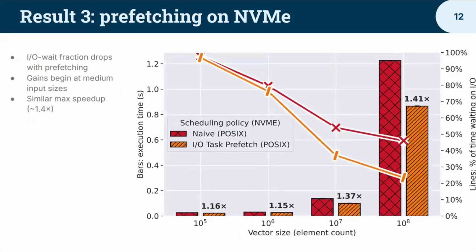Here's the same experiment, but using a faster storage system, the NVMe. Now we start gaining performance even for smaller sizes. That's because, since our storage system is faster, the ratio of time that we spend in computation relative to I/O is bigger now because the I/O is faster. So our prefetching shows gains earlier.